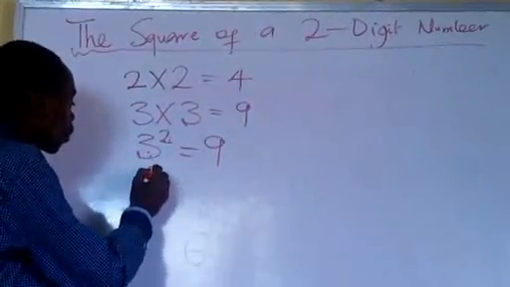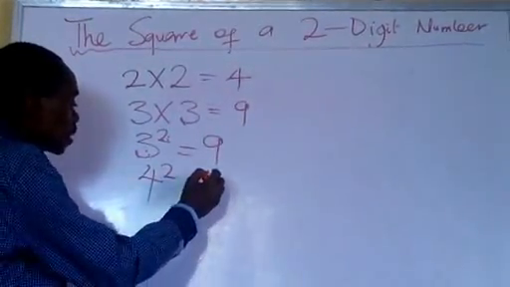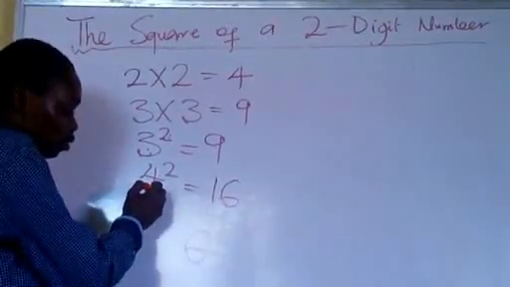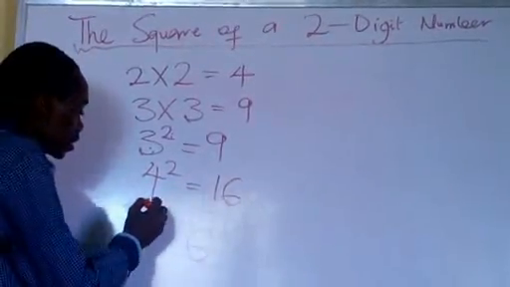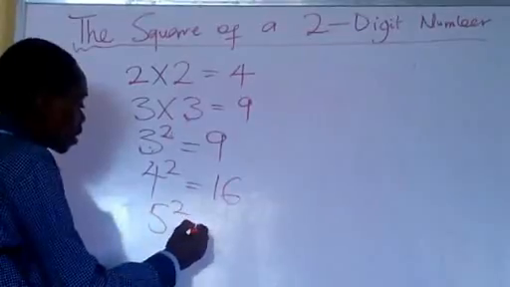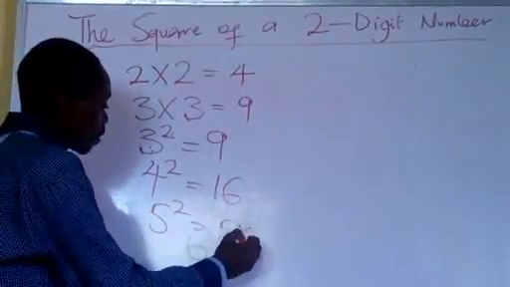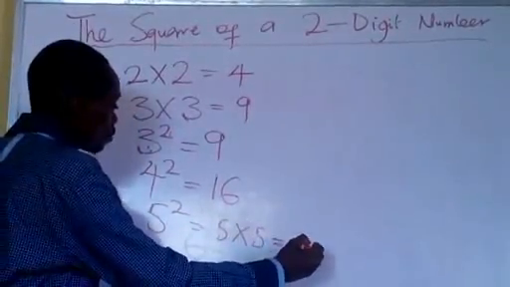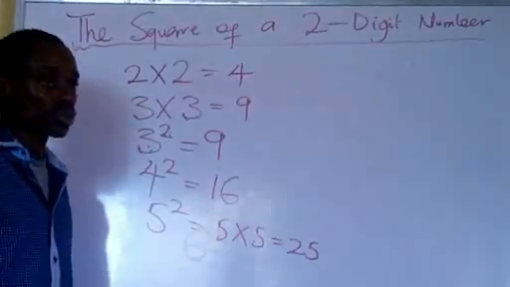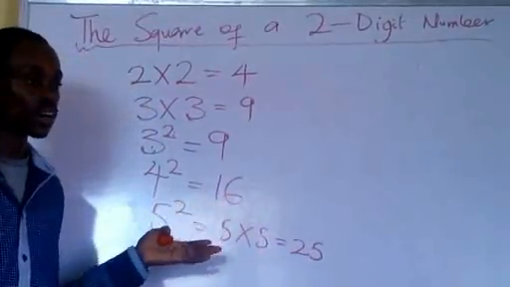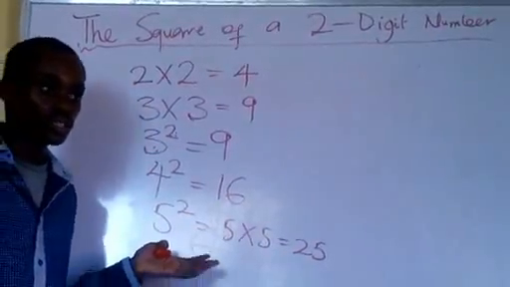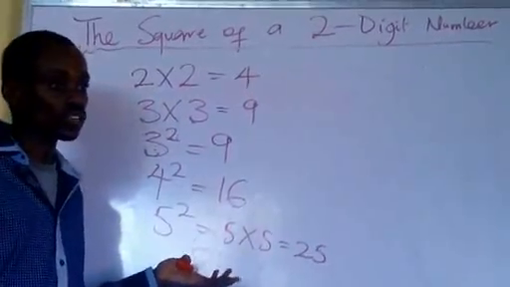The square of 4, which is 4 to power 2, is 16. 4 times 4 is 16. The square of 5, which is 5 times 5, is 25. So these are just single-digit numbers. It's easy to obtain the square of a single-digit number.